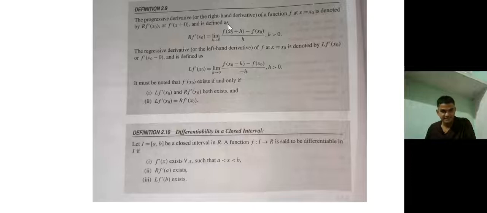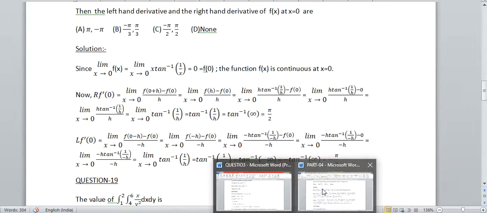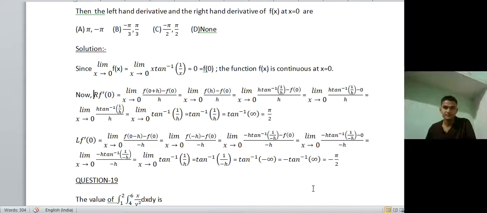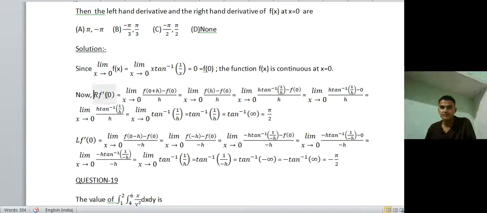This is the formula to find out the right hand derivative, RHD, and this is the formula to find out the left hand derivative. So we will use these formulas to find out the LHD and RHD of this function. We will find out the right hand derivative at x equal to 0.